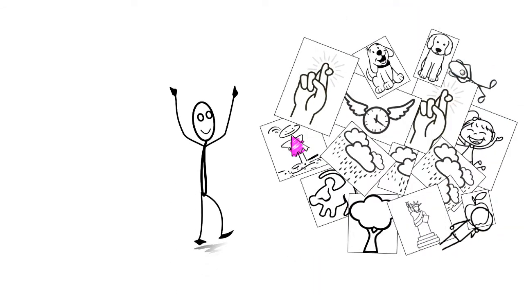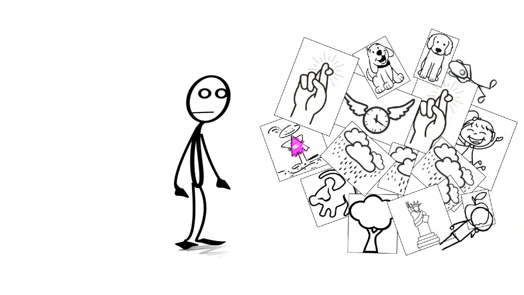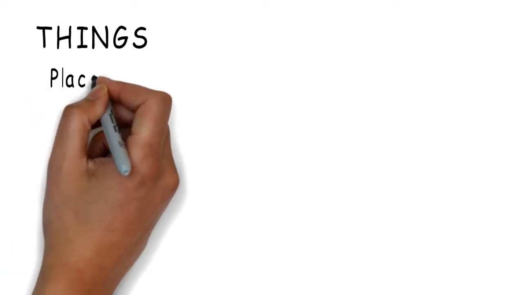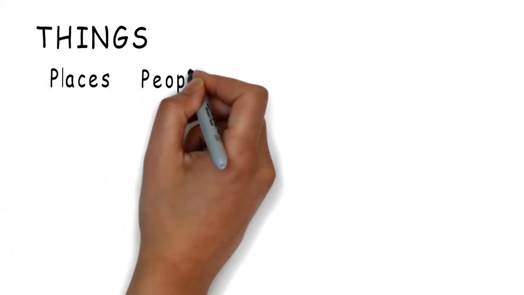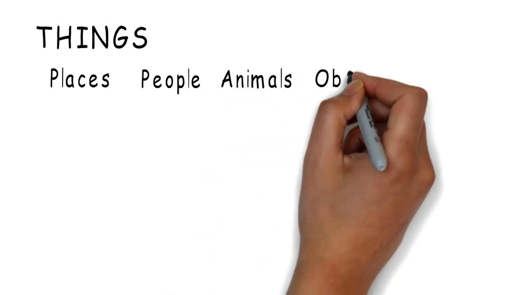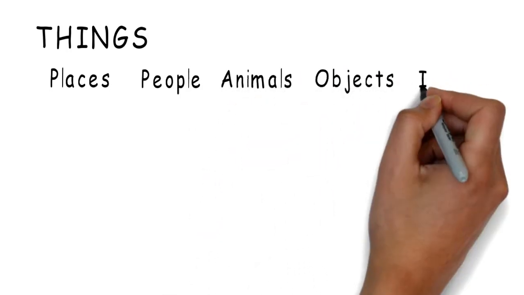First, we'll talk about things. But what are things? Things could be anything. So let's make a classification. Things can be places, people, animals, objects, and ideas.